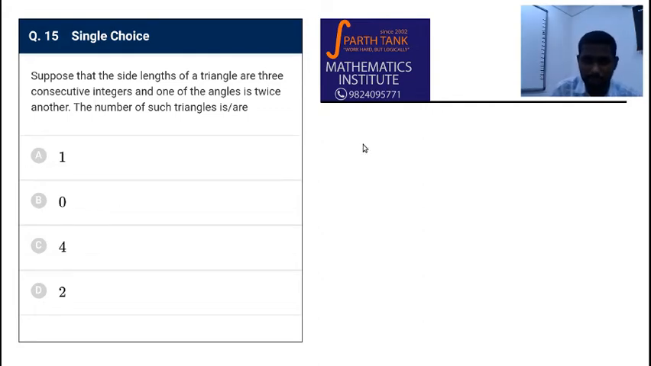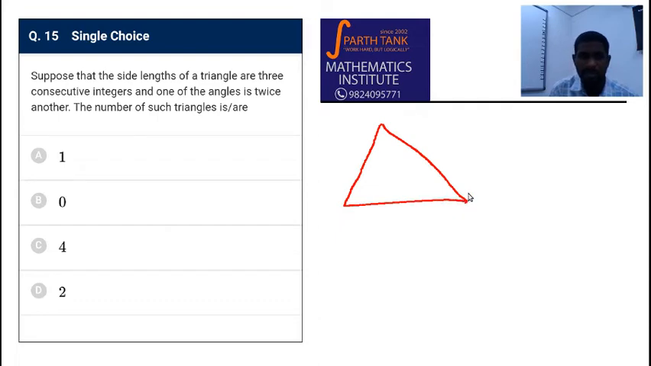Now, according to me, in this whole paper, NTA's first paper, the most difficult problem would be this. And this you can consider a JEE Advanced level problem also. Okay, let us picture this triangle. How would this triangle be? It is a triangle whose sides are 3 consecutive integers that we do not know. So let us leave it for the moment.